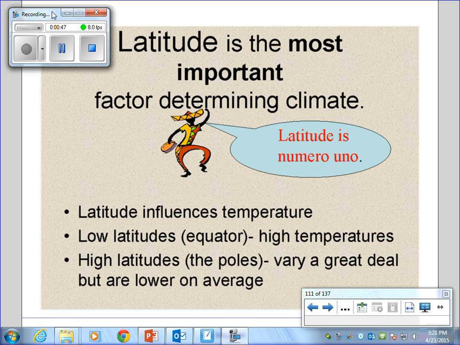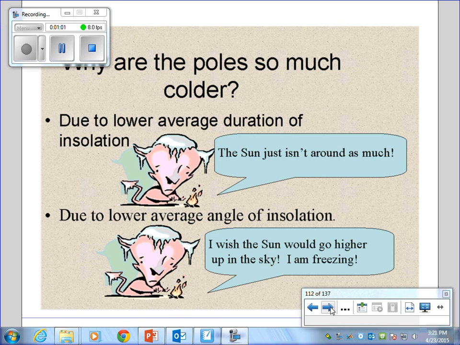We've already discussed numerous times in class how latitude influences the temperature. So if you have a low latitude, meaning you're near the equator, you're going to be warmer. If you're high latitude near the poles, your temperature tends to be cooler, and it varies a greater deal.